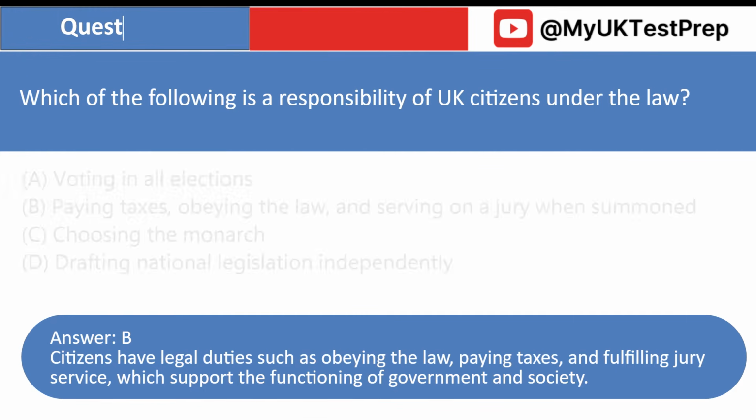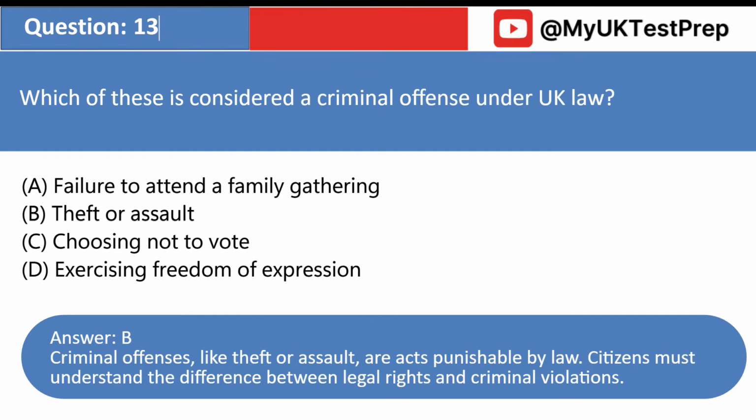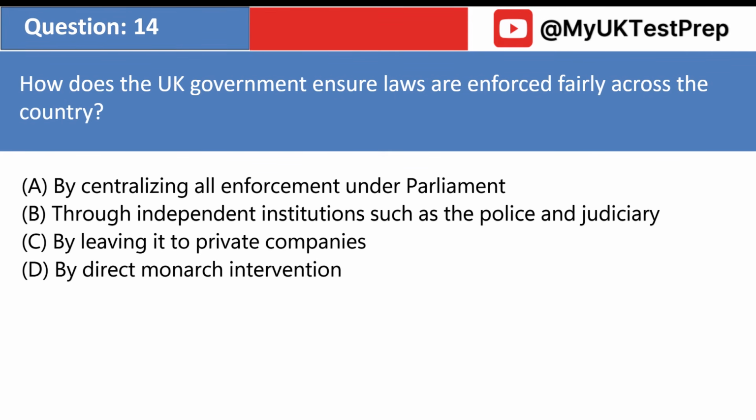Which of these is considered a criminal offence under UK law? A. Failure to attend a family gathering. B. Theft or assault. C. Choosing not to vote. D. Exercising freedom of expression. Answer: B. Criminal offences, like theft or assault, are acts punishable by law. Citizens must understand the difference between legal rights and criminal violations. How does the UK government ensure laws are enforced fairly across the country? A. By centralising all enforcement under Parliament.